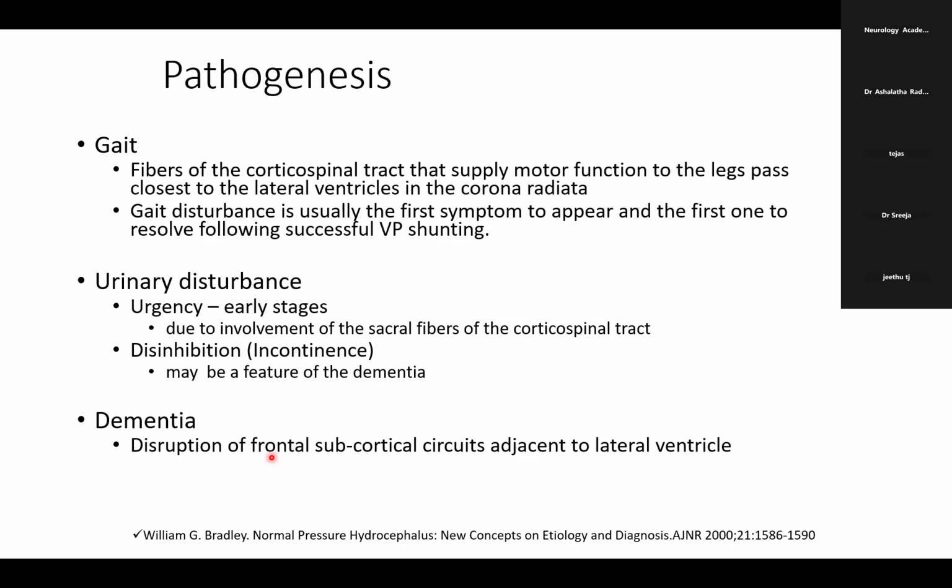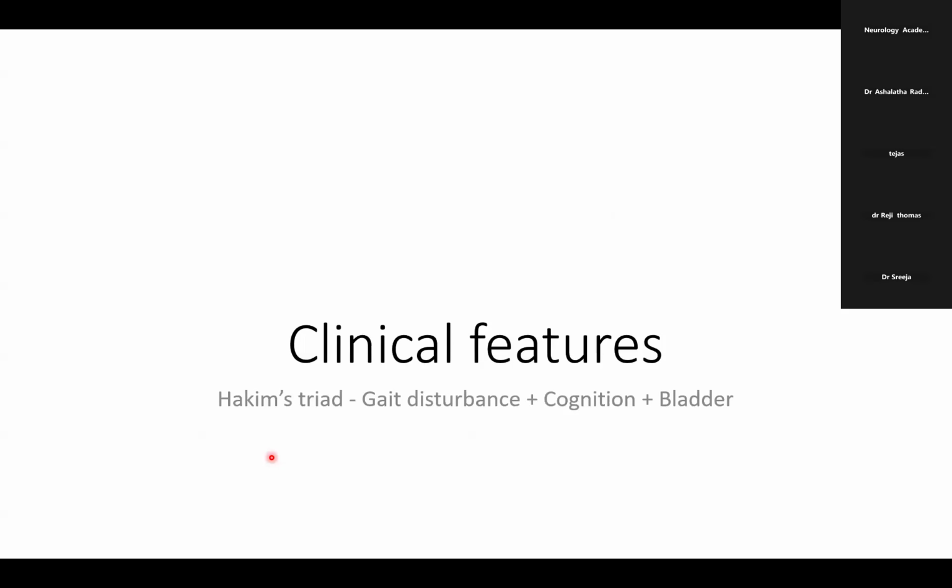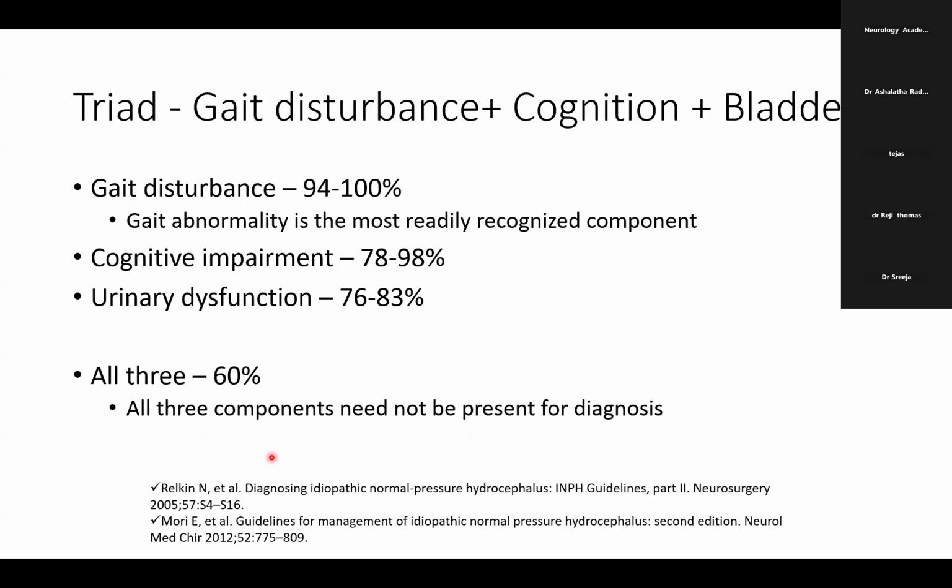Coming to the urinary disturbance, there is urgency in the early stages. It is due to the involvement of the sacral fibers of the corticospinal tract, and there is incontinence. The incontinence could be disinhibition, which could be a feature of dementia also. The dementia is due to the disruption of the frontal subcortical circuits adjacent to the lateral ventricles. These three classical features are described as Hakim's triad, that is gait disturbance, cognition, and bladder.